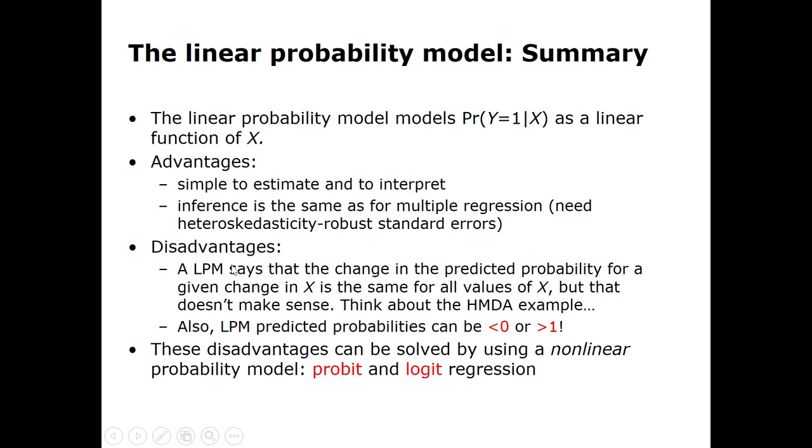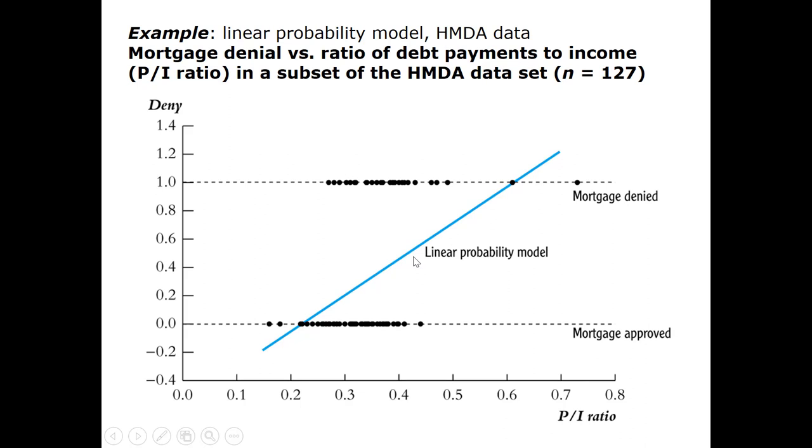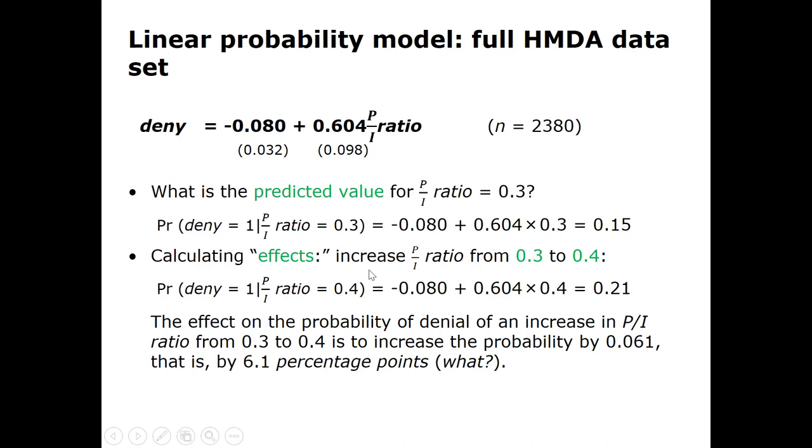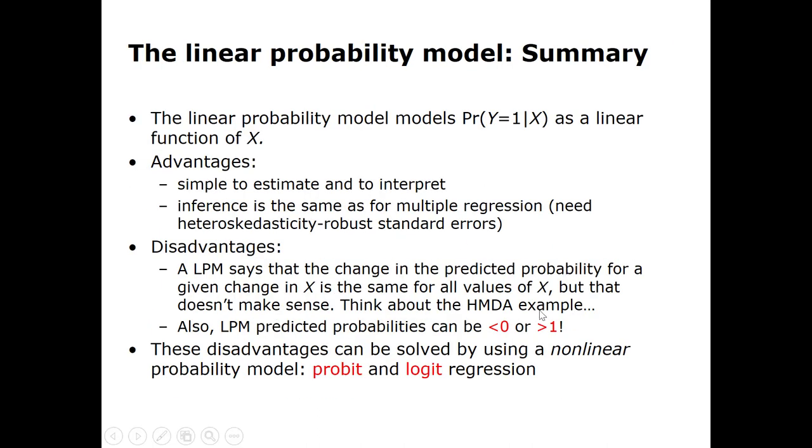And the important point is the disadvantages. A linear probability model basically assumes or predicts the probabilities for a given change in X as the same for all values of X. But that's not the case, because the probability of denial will change as, let's say, the PI ratio changes. While this line may have a constant gradient, and as a result the probability changes could be constant, if someone's PI ratio goes from 0.6 to 0.7, they will have a greater probability of denial than someone whose values rise from 0.2 to 0.3, right? So the linear probability model as such is not that accurate in predicting the probability of denial or the probability of any outcome.